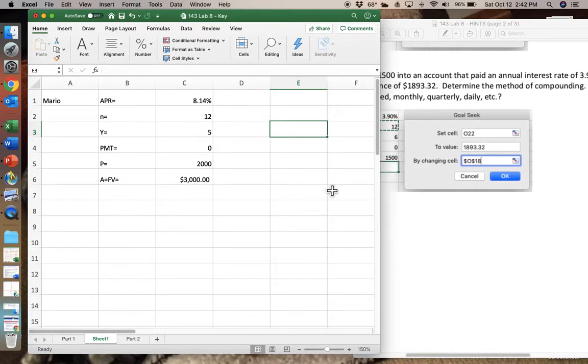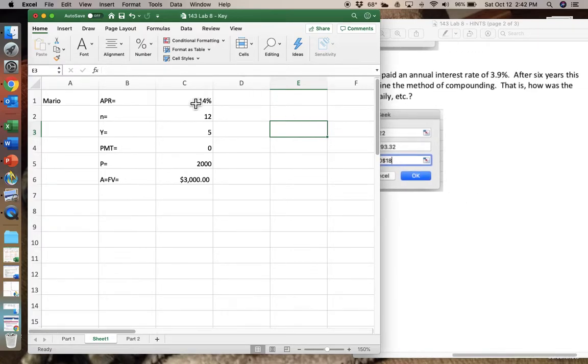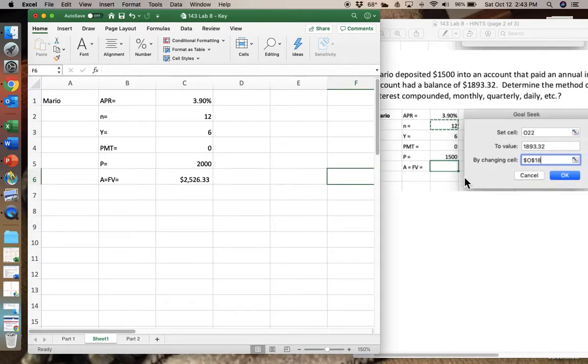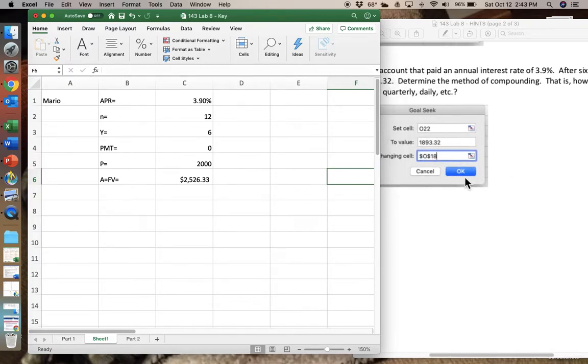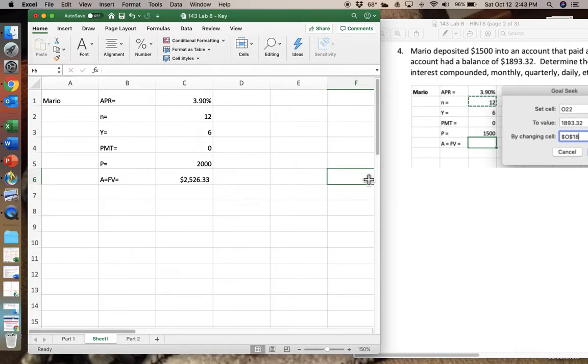So Mario deposited $2,000 with an interest rate of, we got to change, 3.9%. After 6 years, so I got to change that, this account had a balance of, and of course that's not going to work for me because I'm using $2,000. What was the interest compounded? Okay. So use the amount that it gives you here to put into your future value.